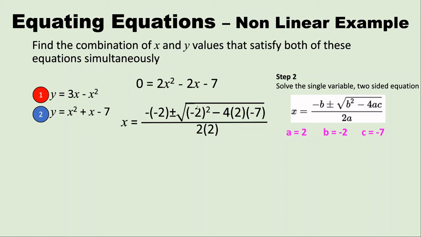And b squared, make sure you put this in brackets, because negative 2 squared should be positive 4. A negative times a negative becomes positive. If you don't put those brackets, you're likely to end up with a mistake. Minus 4 times 2 times negative 7.